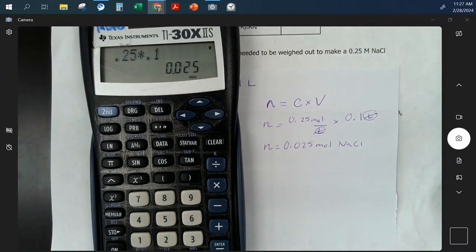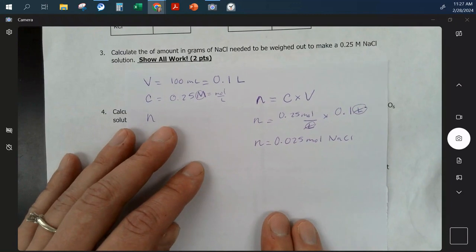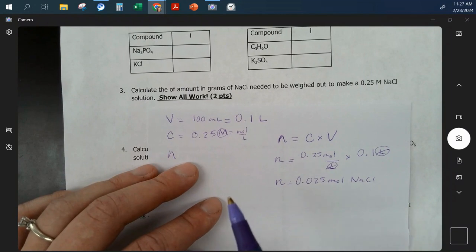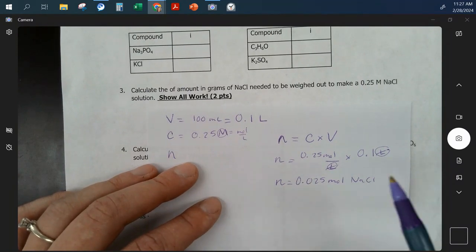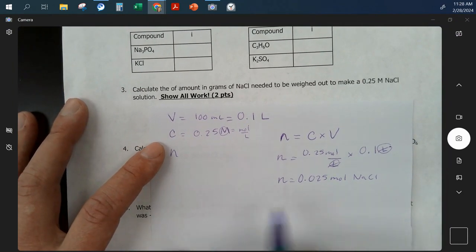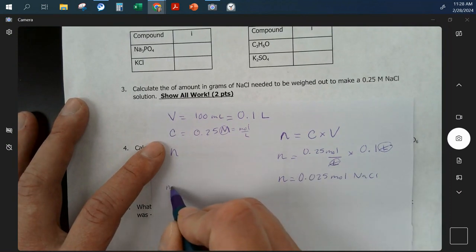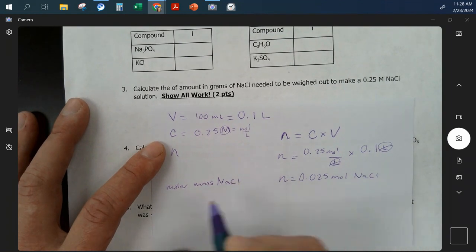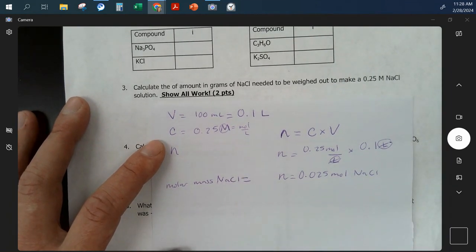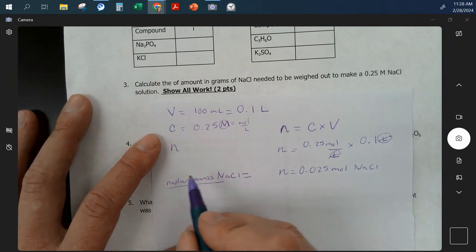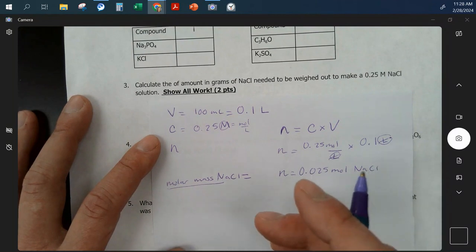Okay, our scales don't measure in moles. We have to convert this to grams. That's what we're looking for. How many grams of sodium chloride? How do we do that? We're going from moles to grams. Multiply by the molar mass. So we need the molar mass for sodium chloride. So we can just add sodium and chloride. We're in a lab, so if you really had to do this in real life, you could just look it up on the internet. Or we can add sodium and chlorine from our periodic table.